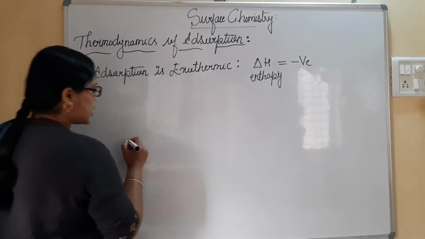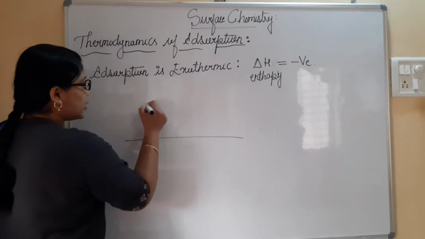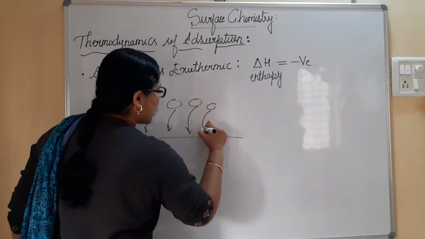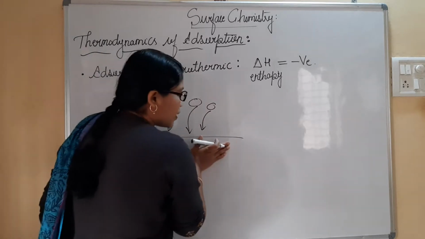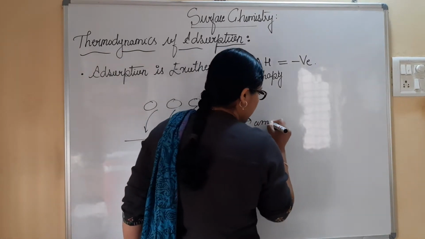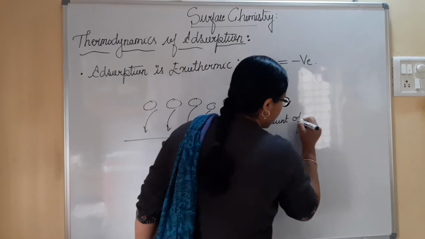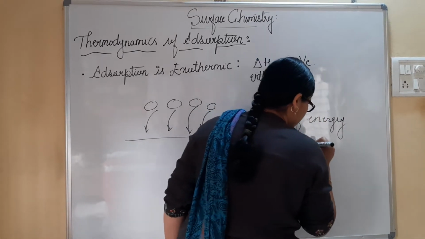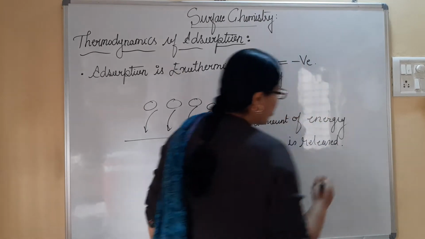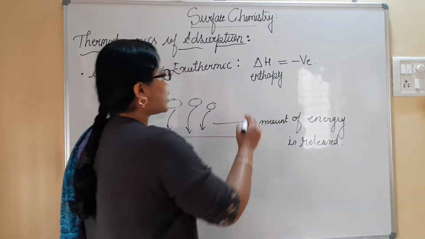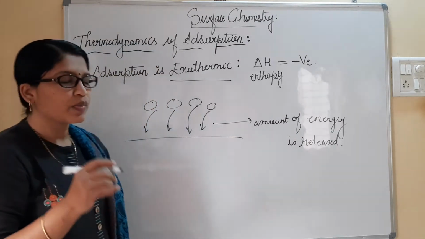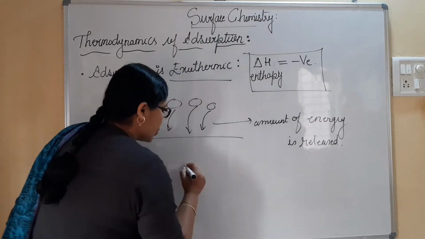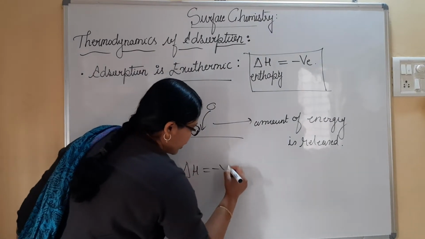I will show with an example here. I have a surface here. Some of the molecules are coming and adhering on the surface. While adhering to the surface, what happens? An amount of energy is released. As a certain amount of energy is released, we can say that it is exothermic in nature. So exothermic nature is represented by delta H being negative.